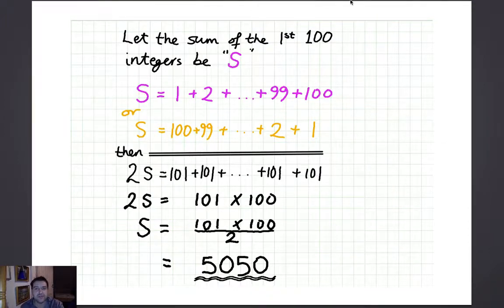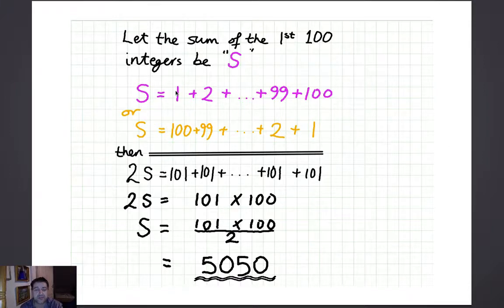So one way you can do this is call that sum S. So S equals 1 plus 2 plus all the way up to 99 plus 100. But then you can write that series backwards. So S is 100 plus 99 plus all the way down to 2 plus 1. So that's the same thing, just written backwards. So you can add those two lines up, the one that I've written in purple and the one that I've written in sort of orange there, to get 2S.